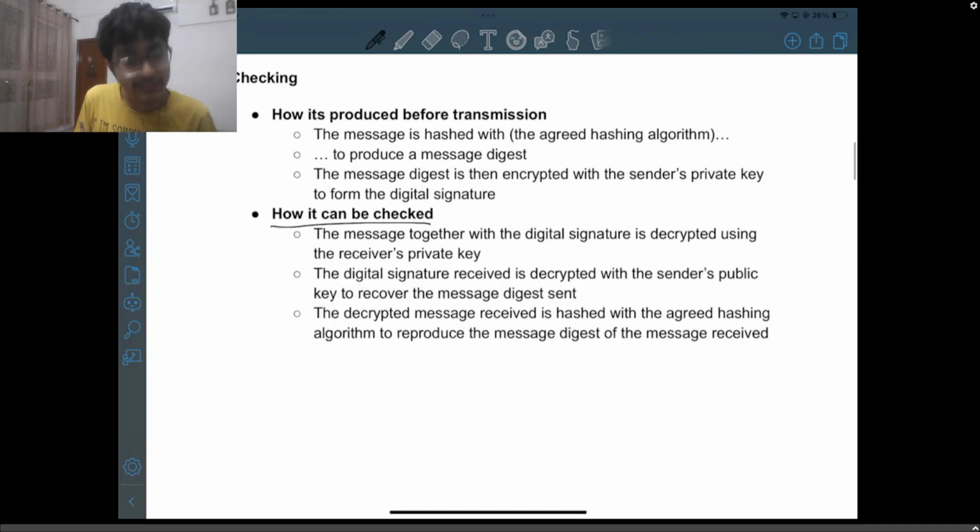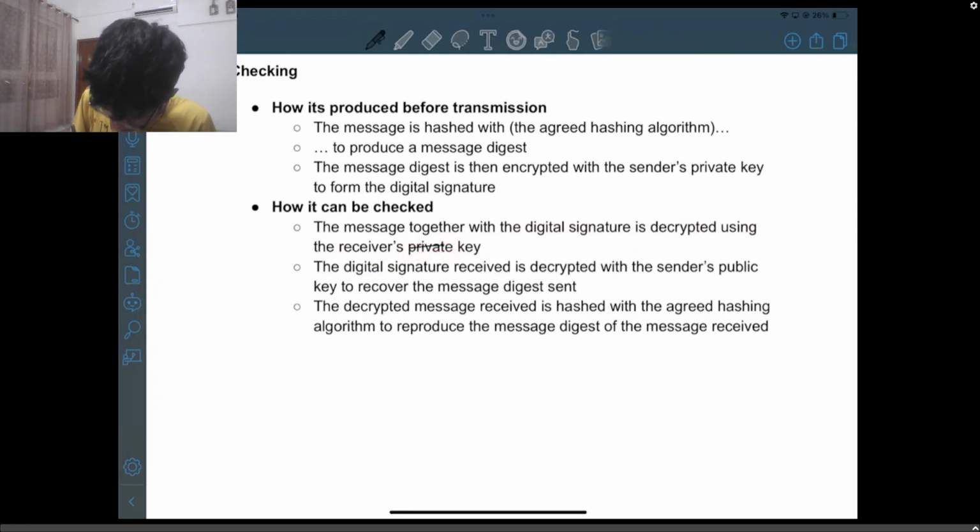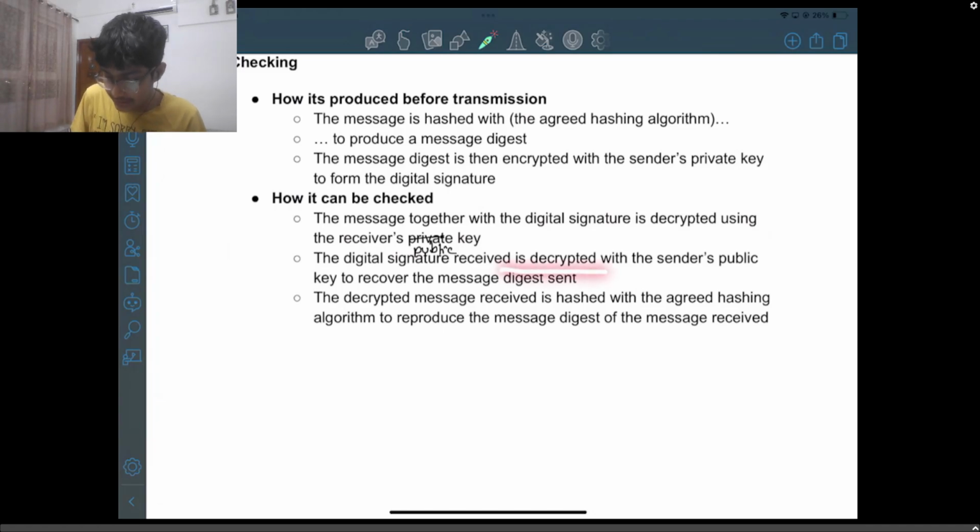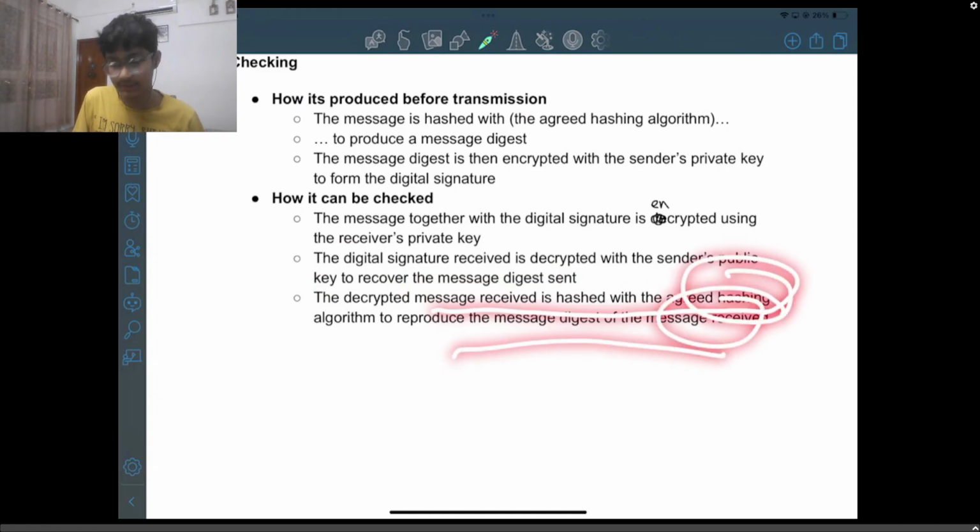And now, how can it be checked when I receive it? So the message together with the digital signature is decrypted using the private key. Sorry, this is incorrect. This is the public key. I'll just rewrite this. Public key. And then the digital signature received is decrypted with the sender's public key. Oh, sorry, I see the error here. This is the same as the stored, it's encrypted. Okay, awesome. And this is the same thing to recover the message digest. And the decrypted message received is hashed with the agreed hashing algorithm to produce a digest, like we discussed.